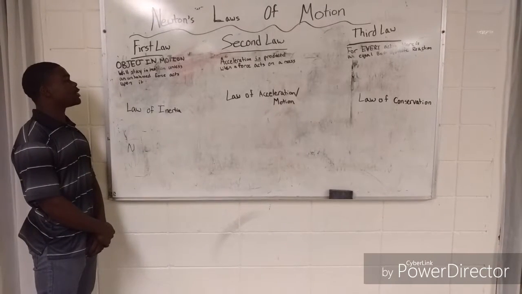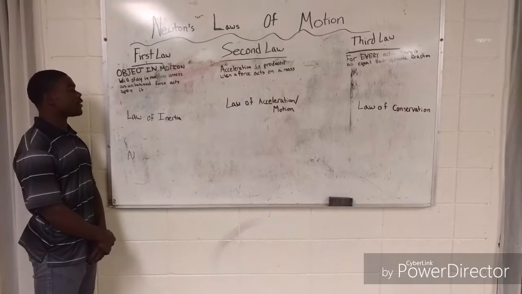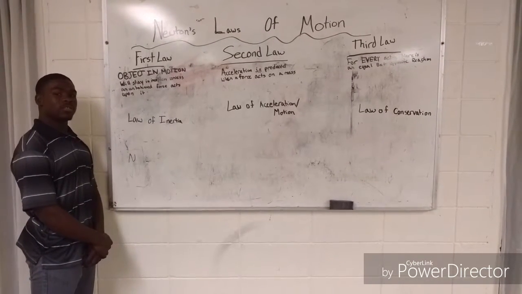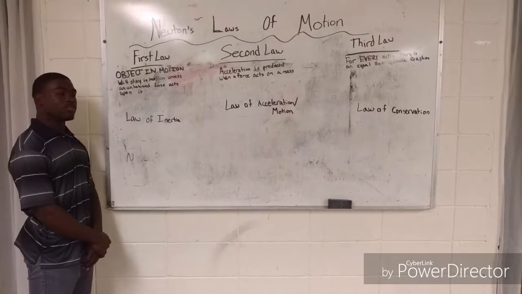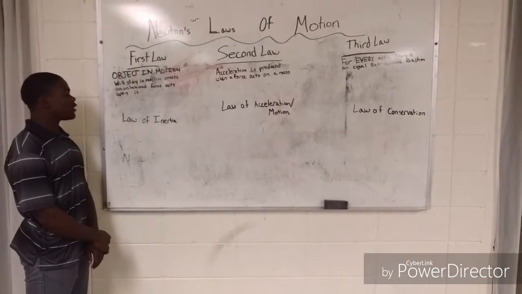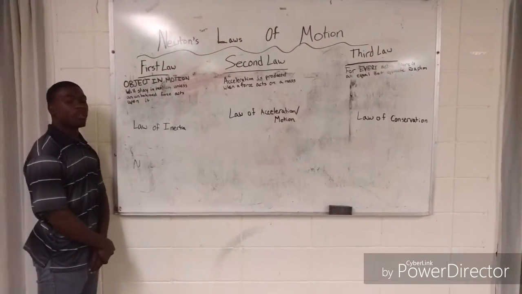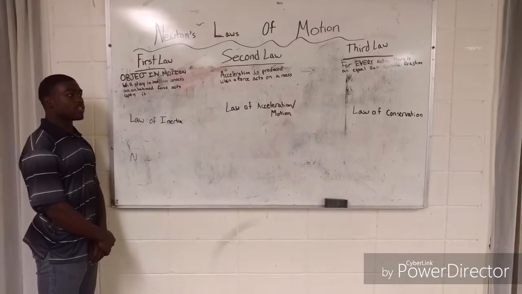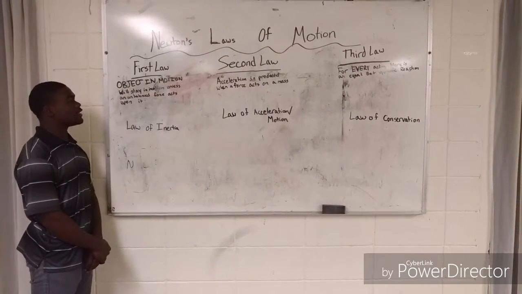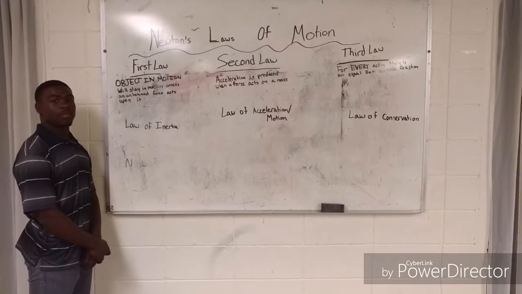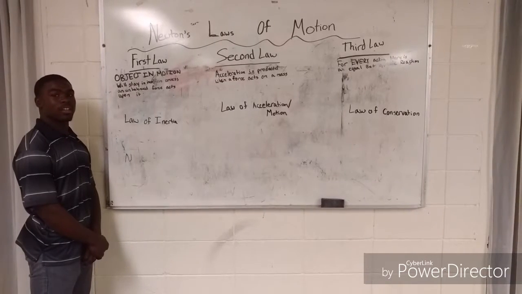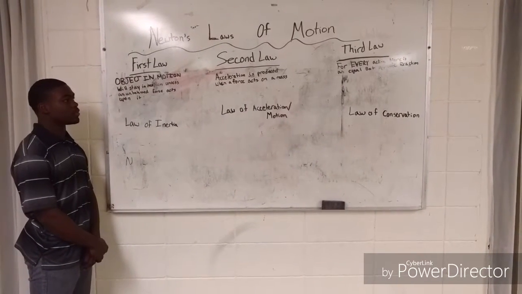On the flip side, an object at rest will stay at rest unless an unbalanced force acts on it. So if an object is still, it will remain still until you push it with an unbalanced force. This law connects to the law of inertia. The law of inertia is an object has a tendency to remain at its state in motion. So an object at rest wants to stay at rest, and an object in motion wants to continue in motion.